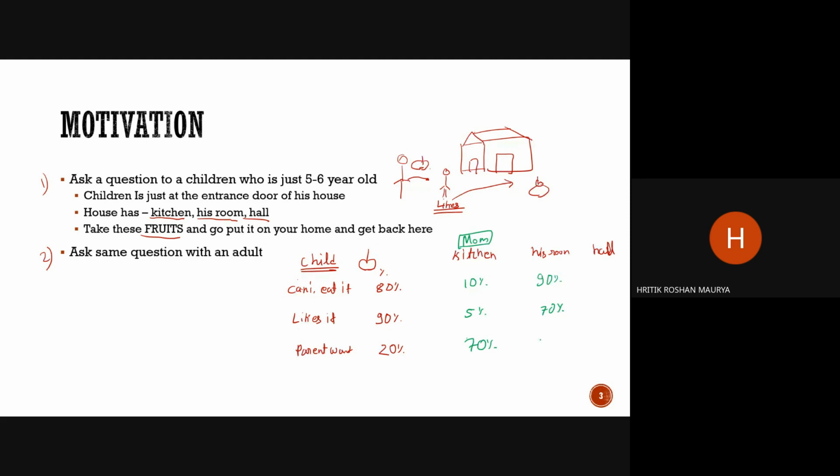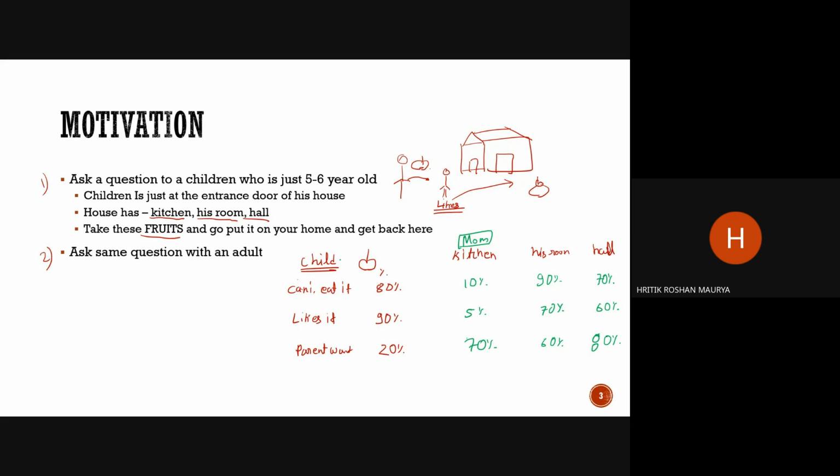And the parents also like his room, so that is around 60%. And there will be a similar rating for the hall. In the hall he can also eat, but not always. He also likes the hall because there he can play, so somewhere around 60%. The parents also live in the hall. Yeah, most of the time parents live in the hall, right?